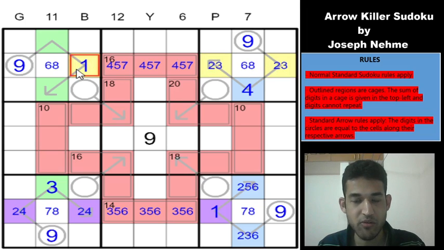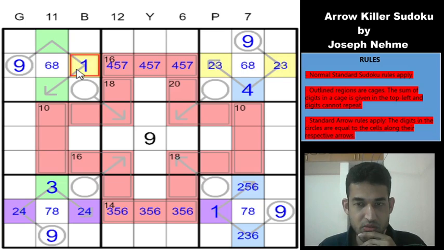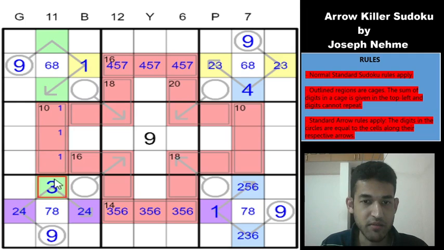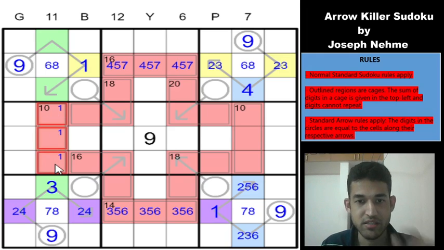Which means this will be a 1. You don't have a 3 inside the 10 cage, which means that 1 must be inside, right? Because the fact that 3 is not inside means that 2, 3 and 5 is not possible, so 1 has to be inside the cage.